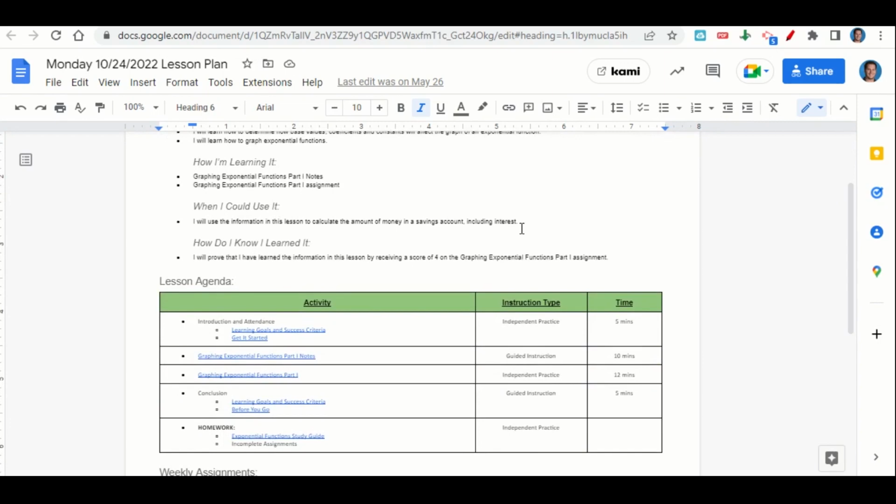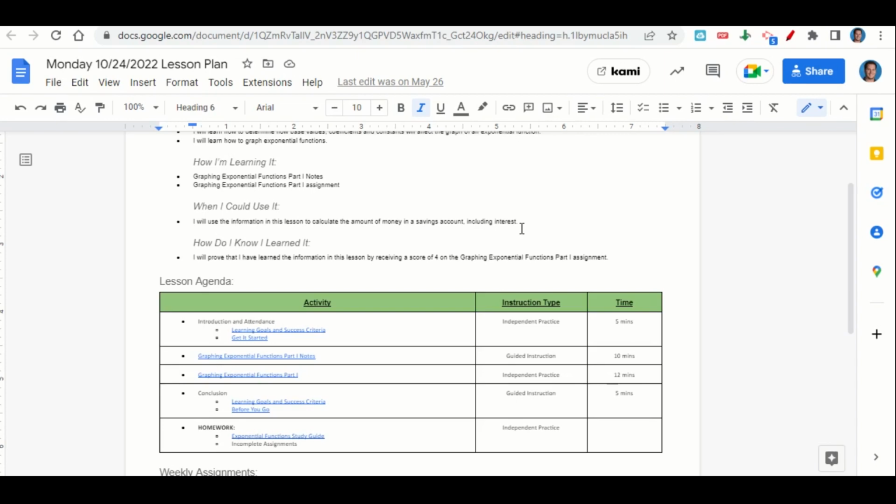Now let's take a look at our agenda for today. We will begin by going over our learning goals and success criteria. While we do that, you'll fill out your Get It Started. After that, we'll go over the Graphing Exponential Functions Part 1 notes, and then I'll give you time to complete the Graphing Exponential Functions Part 1 assignment.